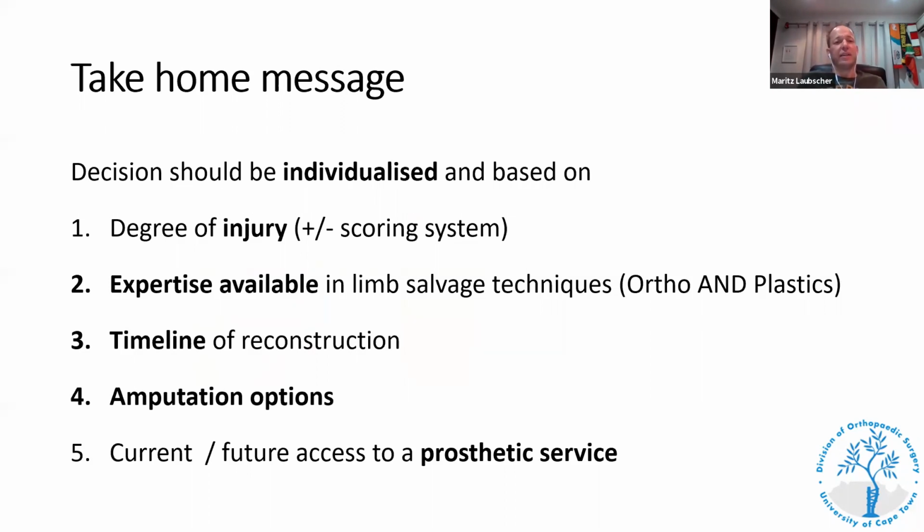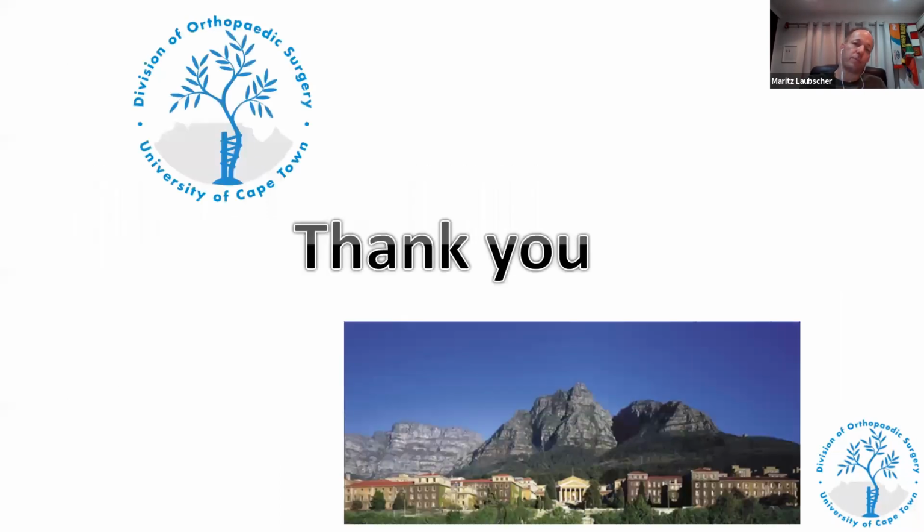So basically, the take-home message is that your decisions should be individualized, and should be based on the degree of injury with the use of a scoring system. It should depend on the expertise available where you work in limb salvage techniques. That's not just orthopedics, it's plastics as well. The timeline of the proposed reconstruction, the different amputation options, and also whether the patient will, in the near and far future, have access to a prosthetic service.